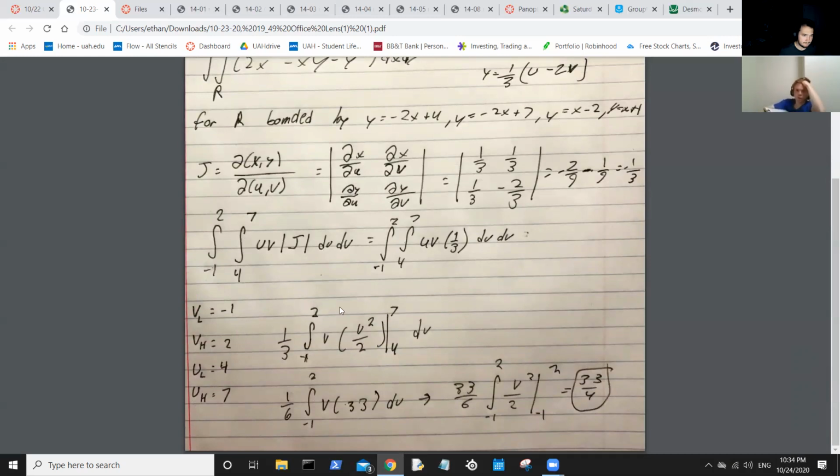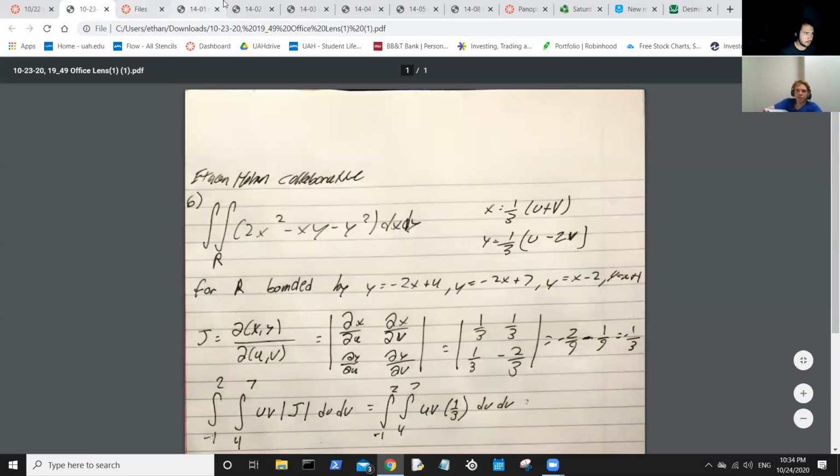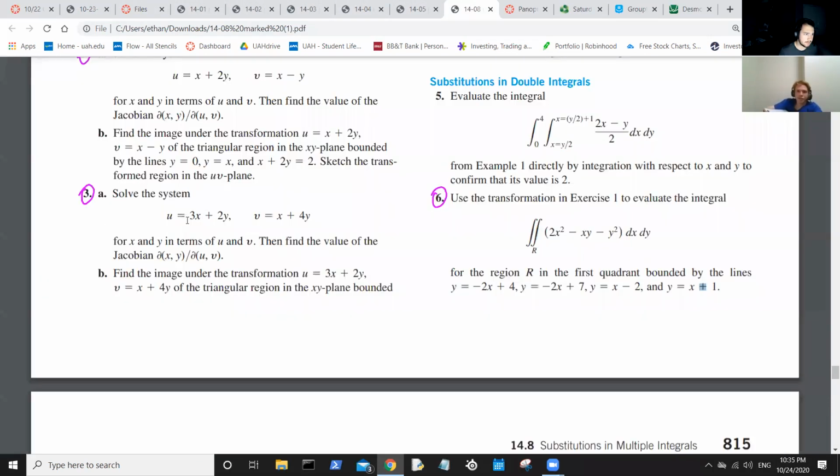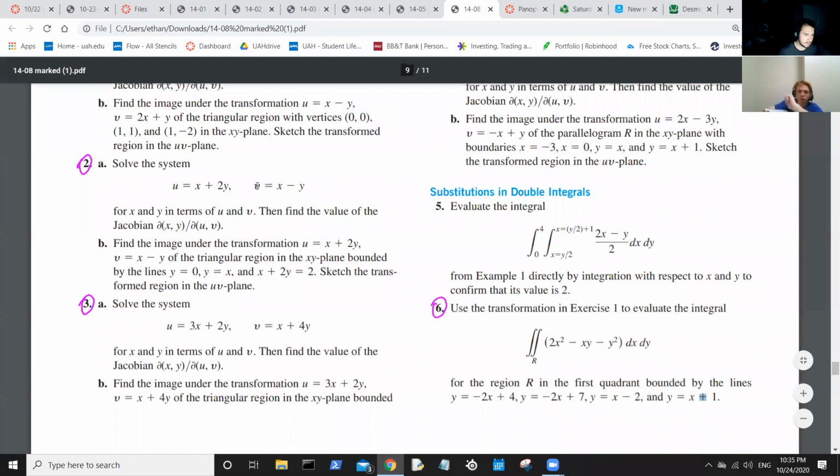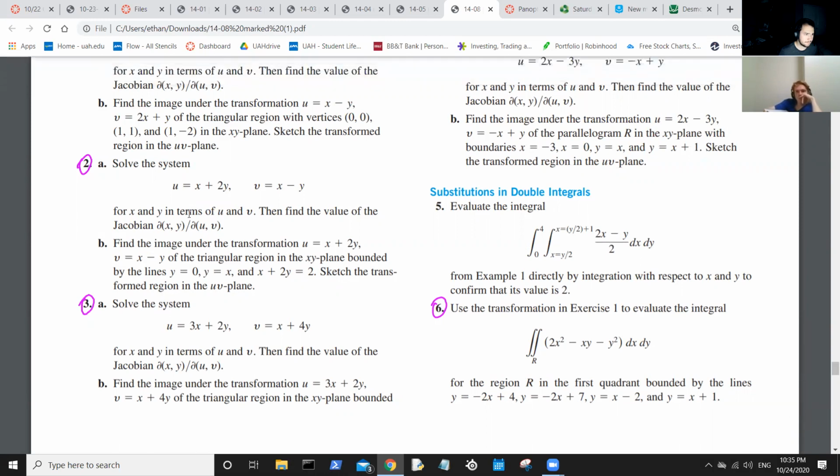So what's the question now? We're back on track. We're just going to do number 2, where it gives us two formulas. It says solve the system for x and y in terms of u and v. Does this mean we have to rewrite these things? Okay, so are we doing 2 or 3? 2a. We're just going to do 2a for this one. Okay, 2a. That's easy.